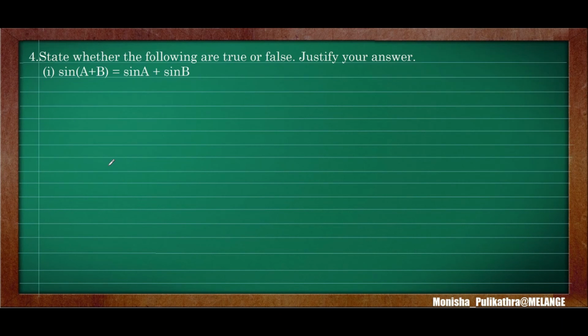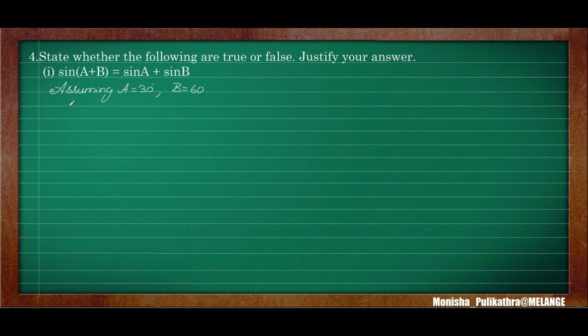Moving on to the fourth question of this session. The fourth question is, we have to find out whether the given statement is true or false by simplifying it. So here, sin(A plus B) is equal to sin A plus sin B. So for our convenience, I will be assuming A as 30 degree and B as 60 degree.